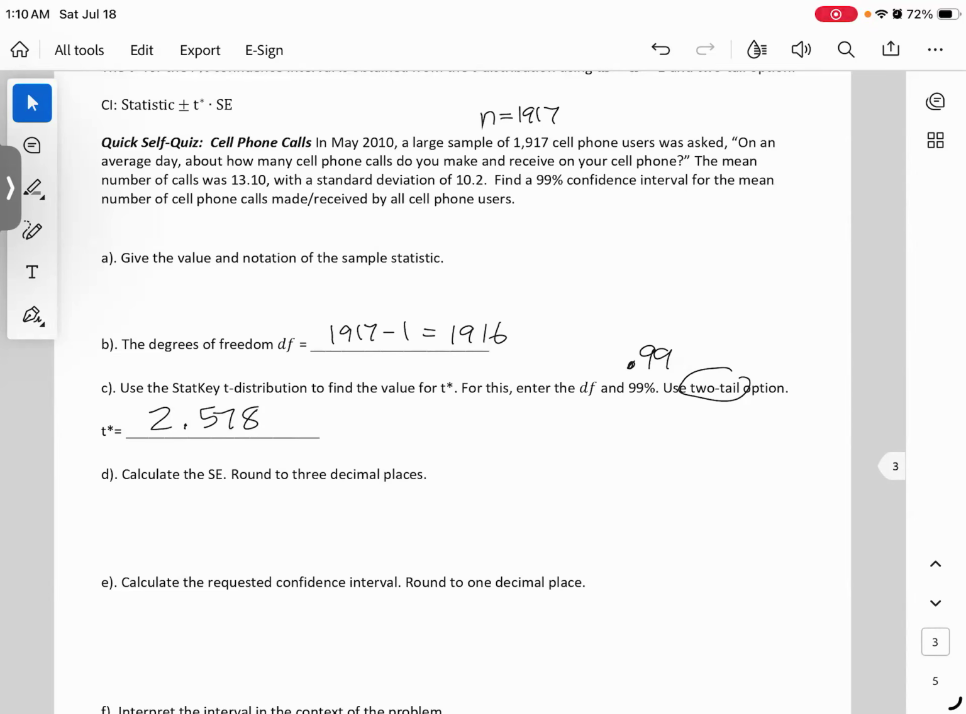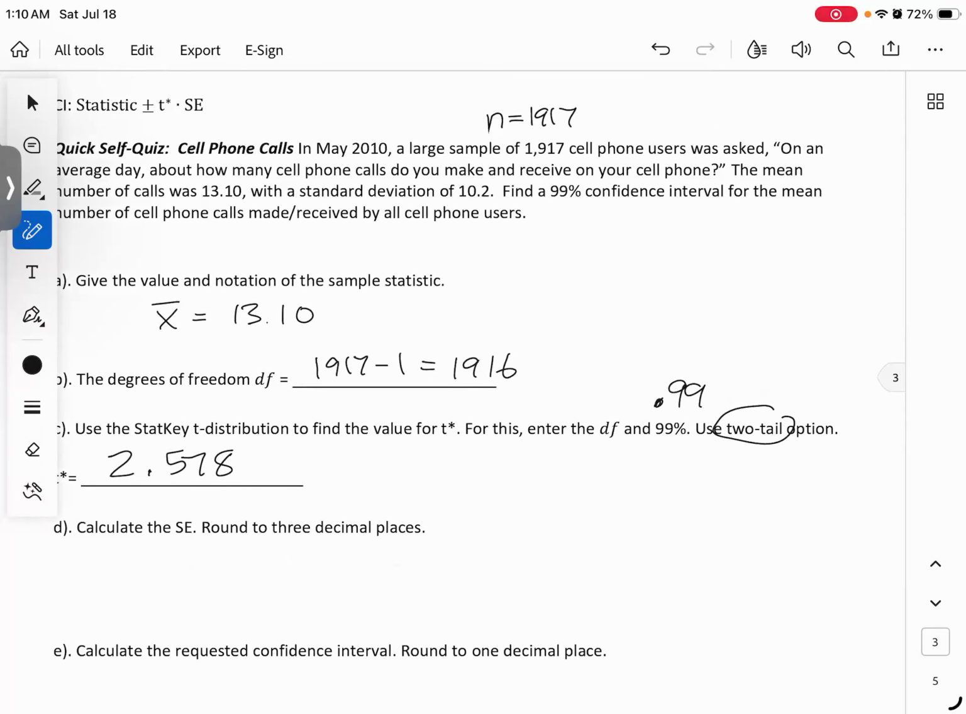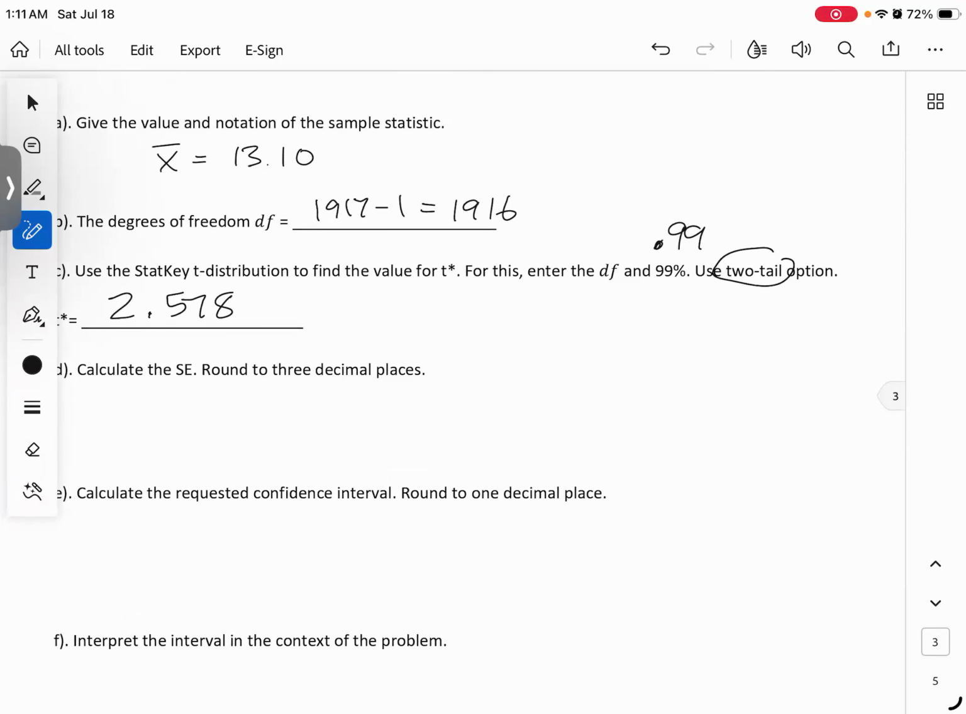All right, so let me go ahead and give you the results to this. I'm not going to work out every single little piece of it, but according to the sample, it was 13.10 was the average number of cell phone calls that were either made or received. That's per the sample. Then for the standard error, they mentioned up there that the standard deviation was 10.2. Then we know that the sample size was 1917, and that would give you 0.233.